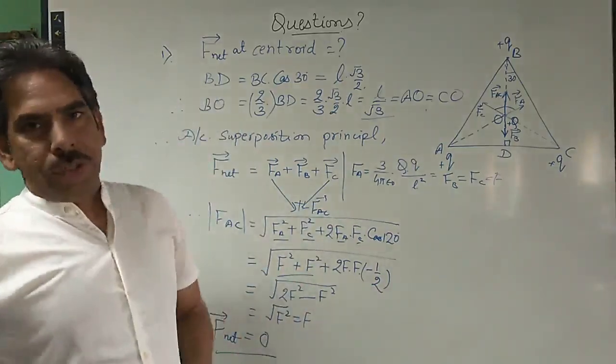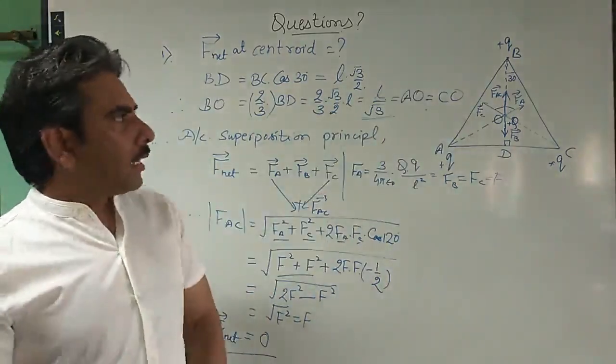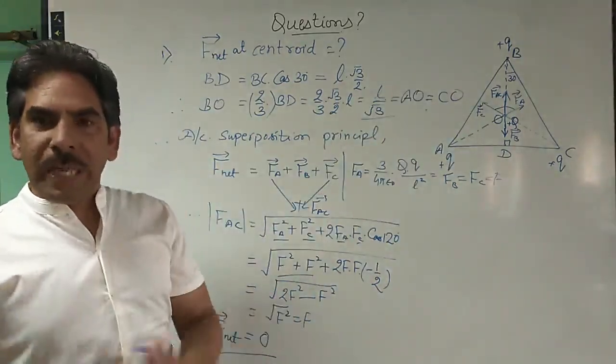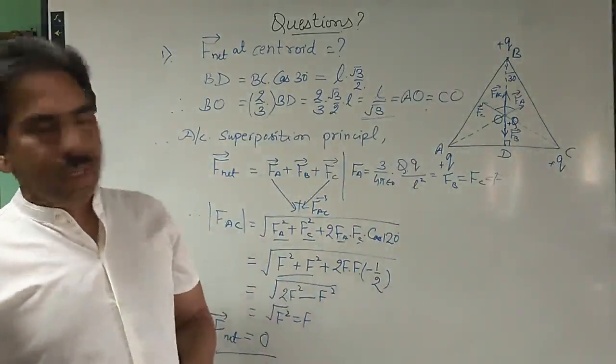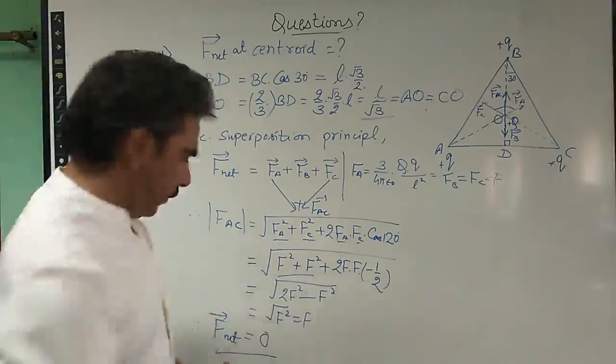So this is the first question. The situation may be different if the charges given at the vertices are of different magnitude or of different sign, but the method remains the same. Let us take the next question.